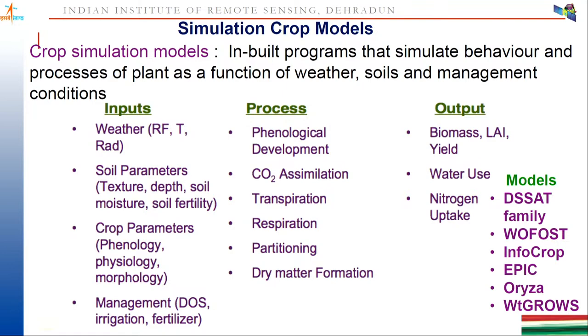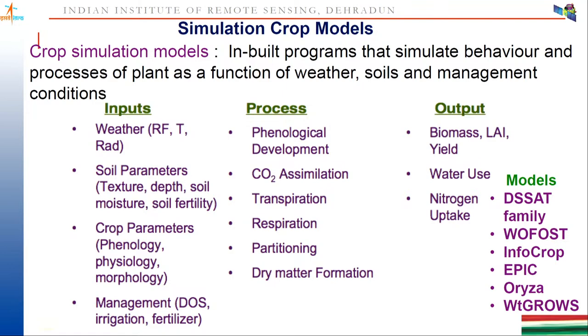Now we need to understand how we can simulate the impact of climate change on the productivity of crops. It is not only the geospatial technology, that means remote sensing, GIS or other tools only, that can work. We need to use a certain sophisticated decision support system tool called a crop simulation model.